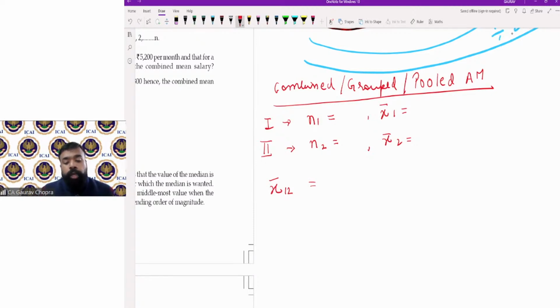So what will be the formula? N1 x bar 1 plus N2 x bar 2 divided by N1 plus N2. So this is the formula.